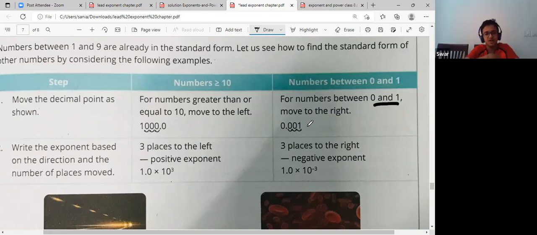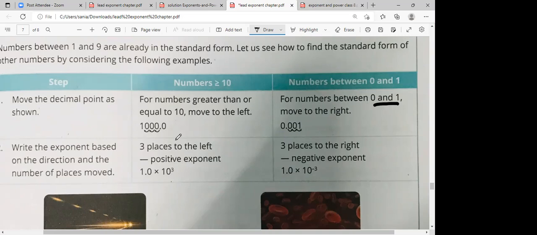Ma'am, actually I couldn't understand the reason behind this. Okay, this is basically a way to find the standard form. If you are getting any number which is 10 or more, for example 1000, you are going to move the decimal point like this, because 1000 has the decimal here, right? But in case you are getting a number between 0 and 1, you are going to move it the other way.